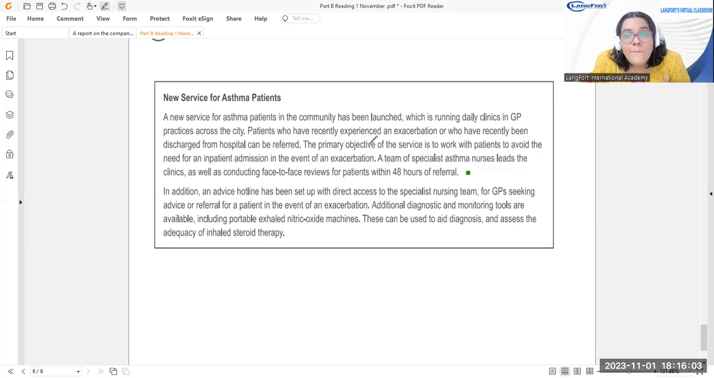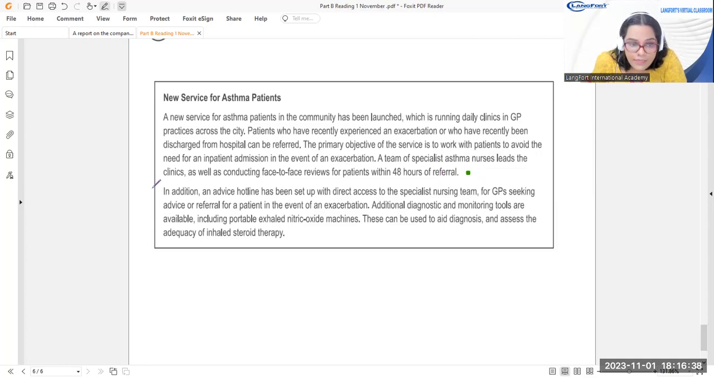The primary objective means the main aim of the service is to work with patients to avoid the need for an inpatient admission in the event of an exacerbation. So in case of their condition worsening, they want to avoid the inpatient admission of the patient, and that is the primary objective of this service. They have a team of specialist asthma nurses who lead the clinic, as well as conduct face-to-face reviews for patients within 48 hours of referral. So once you have referred the patient, within 48 hours they carry out face-to-face reviews.